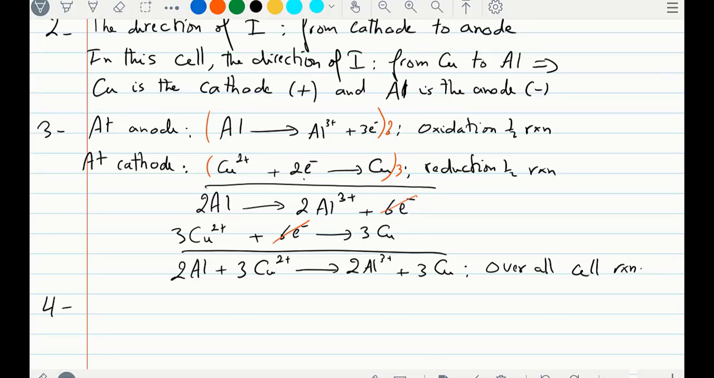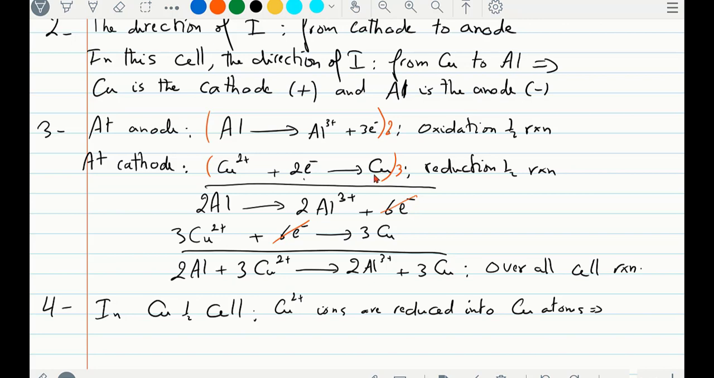In the copper half cell, Cu2+ ions are transferred to Cu. Cu2+ ions are reduced into Cu atoms. Then the concentration of Cu2+ ions decreases, and therefore the sum of positive charge decreases.